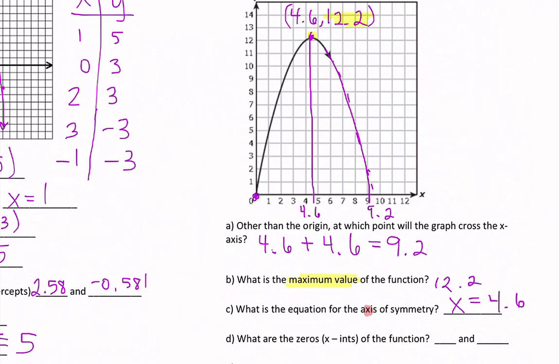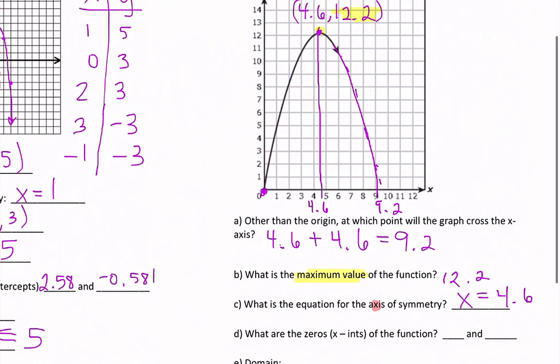Okay, my zeros are the x-intercepts, so I see the parabola touches here once at 0. And it goes up, and it doesn't touch the x-axis again until here when we finish the arch drawing, and we said that was at 9.2.